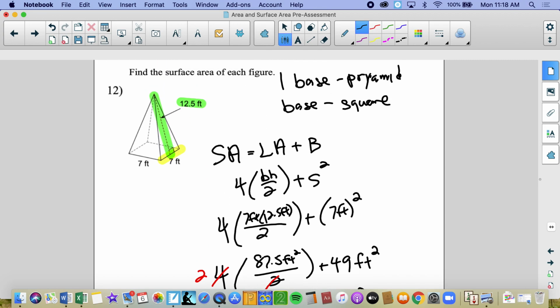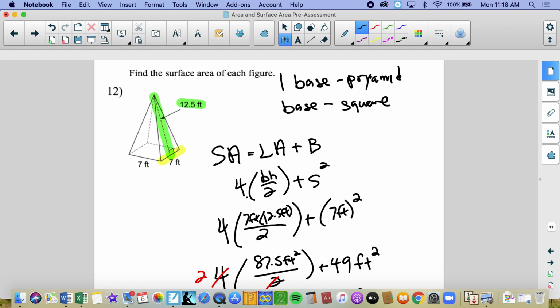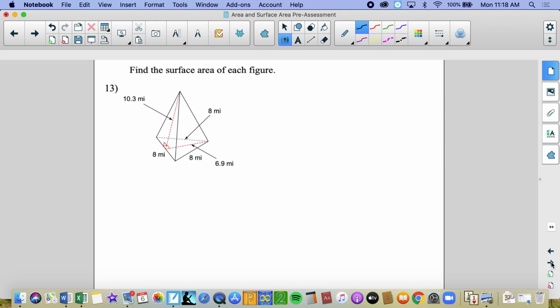Because it's a square base, we're going to have 4 lateral faces. When we move on to this one, which is a triangular base, we're only going to have 3 lateral faces. So we have a single base.